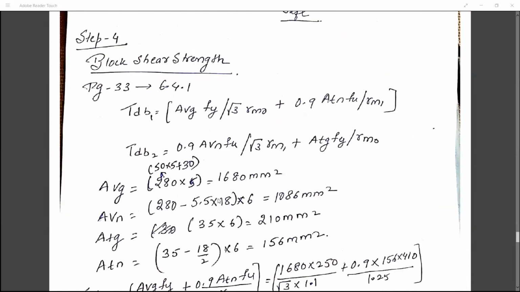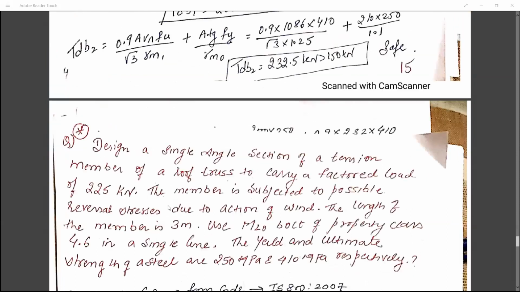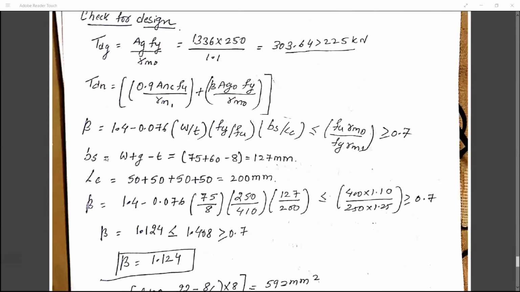See this formula: Bs is equal to W plus W t minus T. There is nothing wrong if you write G also here; it is only for your clarification purpose. Coming back to the problem, 75 plus 60, that is 127 LC.